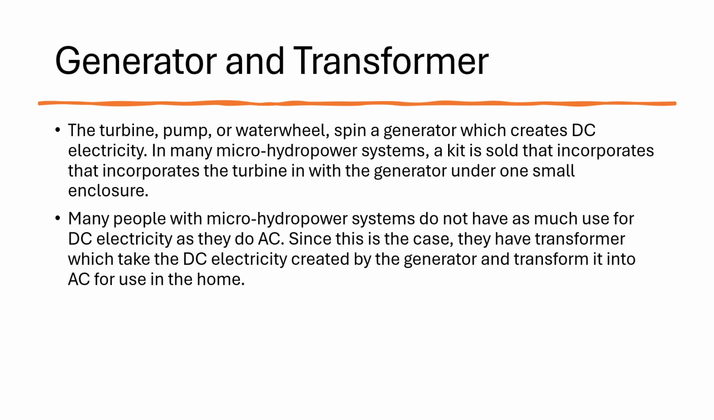Next, you got the next part of the system, which is the generator. Obviously you don't just want to spin the turbine or the pump or the water wheel, right? You need to hook it to something. So you hook it up to a generator, which creates DC electricity. In many of these micro hydropower systems, a kit's sold that incorporates all that together in an enclosure, right? Not many people want to just use the DC. So you put a transformer in there also to change the DC electricity to AC for use in the home or whatever you want to use that for.